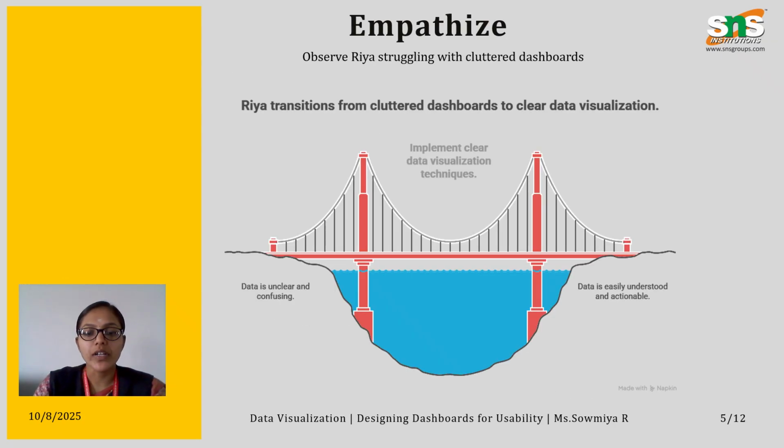Empathize. The first step in design thinking is empathize. We start by observing Ria in her real work environment. We notice her scrolling through multiple tabs, zooming into graphs, and feeling lost in the clutter. By empathizing, we understand her needs. She doesn't want more data, she wants clearer data. These steps help us design with her in mind, not just for her.